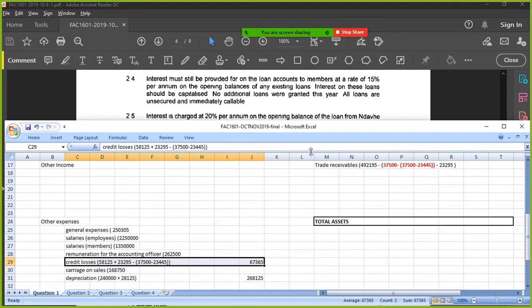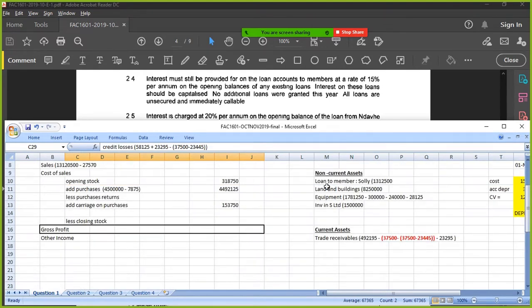Loans to members. Loans to members is an asset. Okay, I do need to look at this. At a rate of 50% per annum on the opening balances of any existing loans. Interest on these loans should be capitalized. Okay, that's important. So add it to the balance here. No additional loans granted during the year. All loans are unsecured and immediately callable. Okay, if it's immediately callable, it's short term. Alright, so that needs to move down.